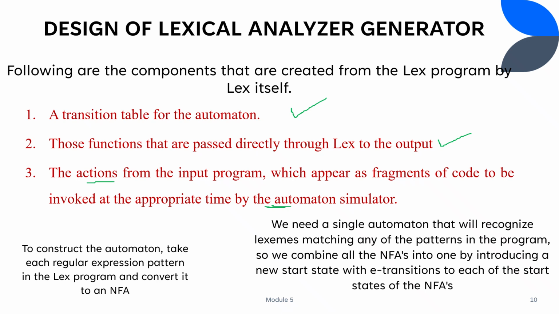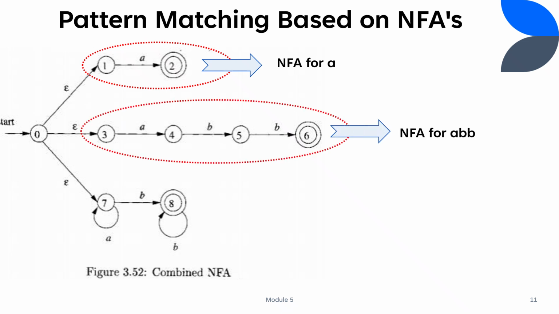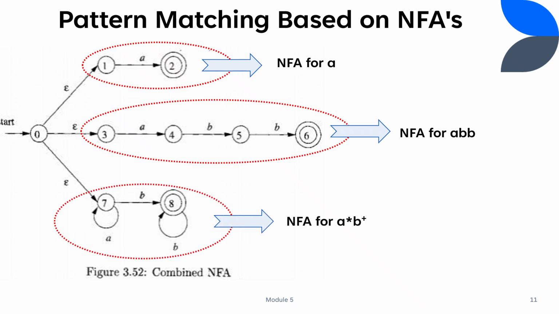In other words, what the slide is saying is that if I have written 10 regular expressions for my lexical analyzer, you cannot have 10 different transition tables and 10 different actions. What we do is we combine all these patterns into one transition table. In other words, multiple NFAs are combined into a single NFA. This is an example of the same. So the first NFA is for matching pattern A. The second NFA is for matching ABB. And the last is for matching the regular expression A star B plus.